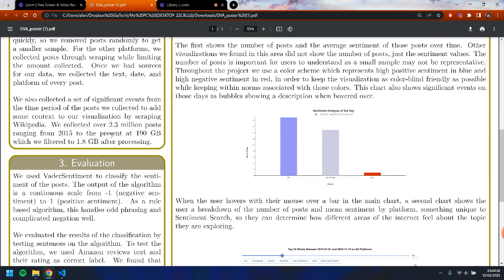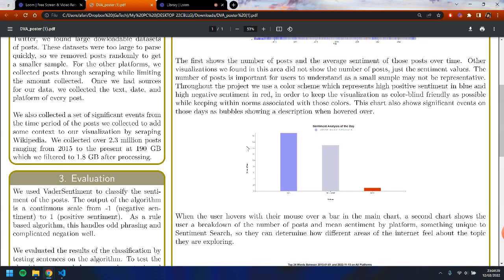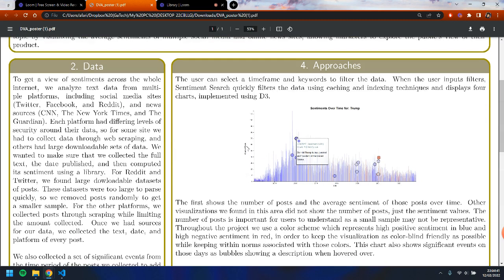Evaluation-wise, we used the library VADER sentiment to classify the sentiment of our posts, and we evaluated the results of the classification on Amazon reviews, which proved to be accurate. Visualization-wise, it outputs four graphs.